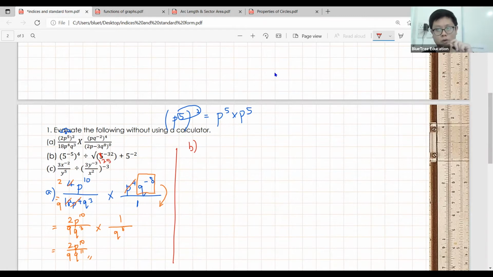In order for you to be able to combine with the other term here, you have to make sure that the base becomes the same. And the common base that both of them can change into is 5 itself, right? So the first question here, I will immediately expand out the bracket into its respective terms.